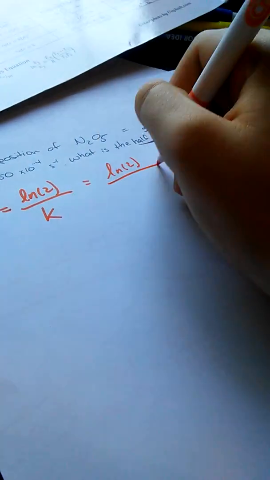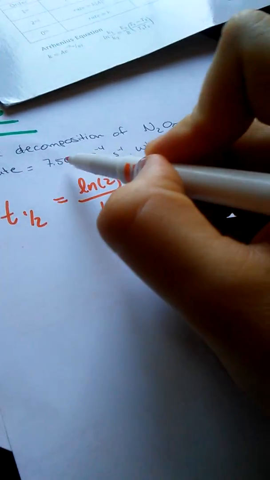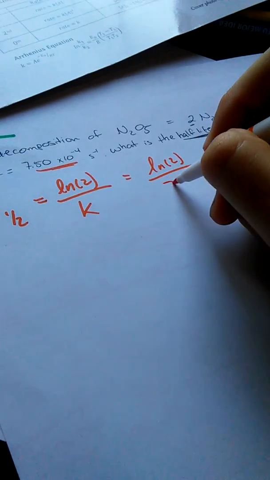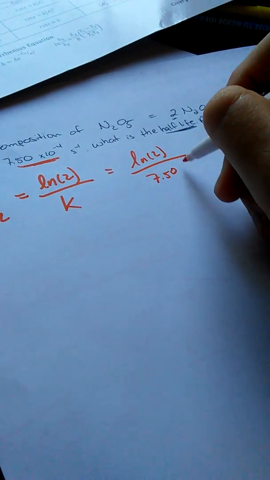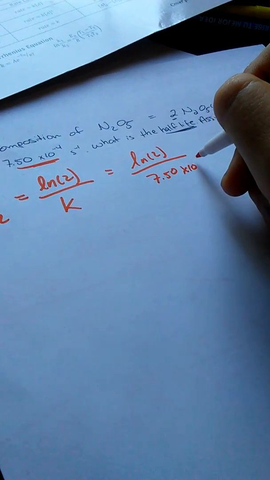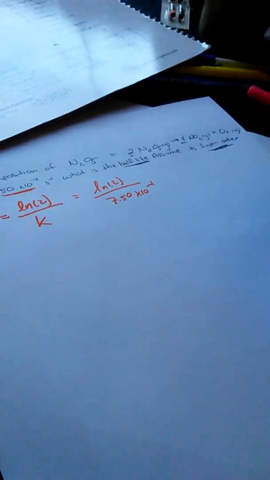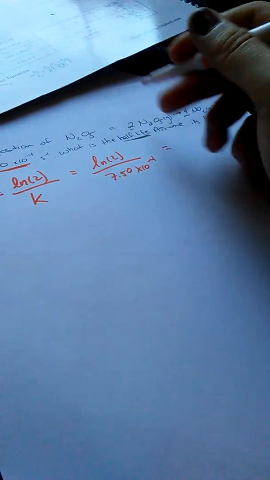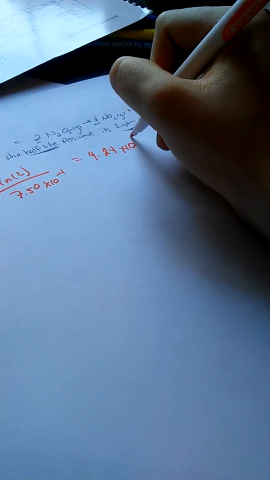So it's just ln of 2. We don't have to do anything. And k, they give us k. That's k. So we just plug it in. 7.50 times 10 to the negative 4. We can just plug it just like this in our calculator, and we get 9.24 times 10 to the second power. That's our answer.